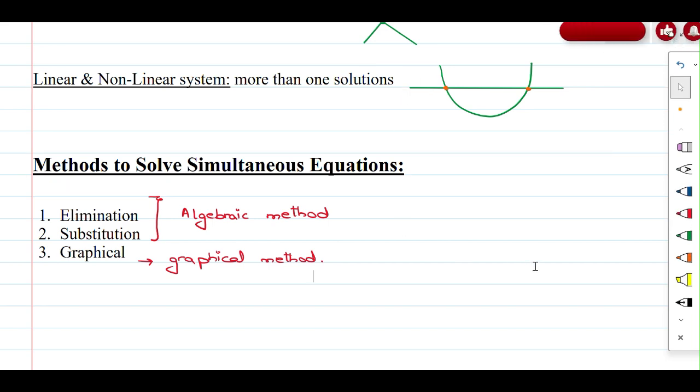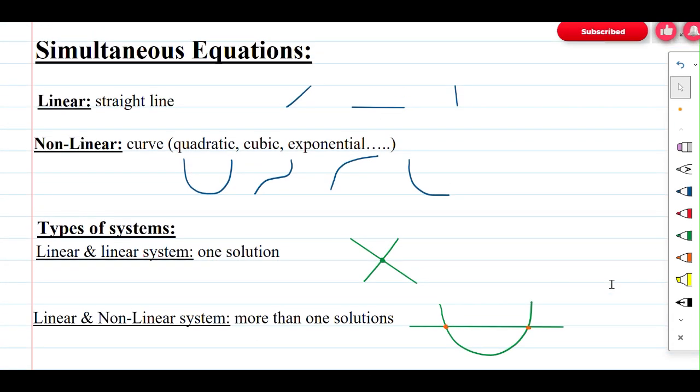So in this video, I just explained what simultaneous equations are, what the term linear means and non-linear means. Linear is always a straight line. Non-linear means any curve. It can be a quadratic, cubic, exponential, logarithmic. Any type of curve is a non-linear system, right? So basically, we deal in O levels and IGCSE mathematics with two types of systems. In some questions, they ask to solve the linear and linear system. Then it is obvious that you will get only one solution. But in some cases, they ask to solve for a linear and non-linear system. Means one is a straight line and the other can be a cubic curve, quadratic curve, exponential curve, logarithmic curve. Then you have more than one solution, right?